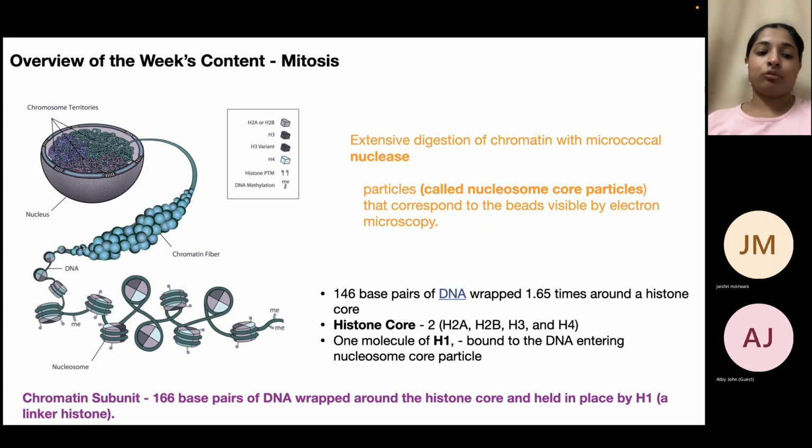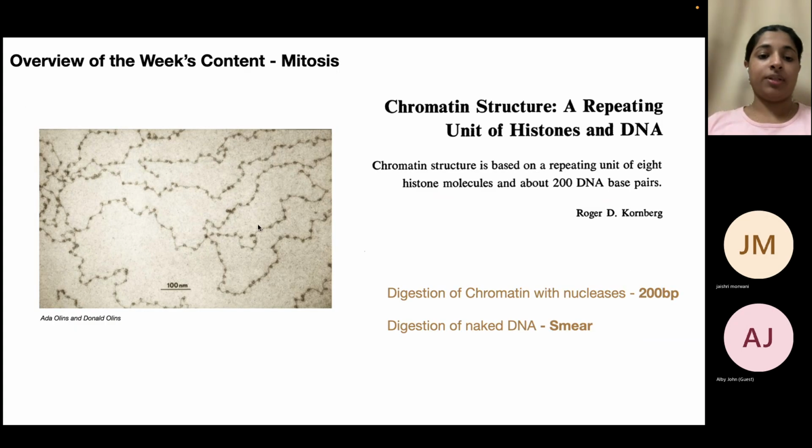the naked DNA is bound by these proteins known as histones, wherein 146 base pairs of DNA are wrapped 1.65 times around a histone core. This histone core consists of 8 proteins, 2 each of H2A, H2B, H3, and H4. And in the connecting region between two histone cores, there is a histone H1 molecule that basically acts like a linker histone. So this is what he named the nucleosome core particle. And this is what was visible initially as these beads that are seen on the DNA strand.